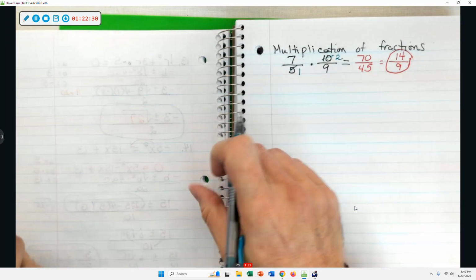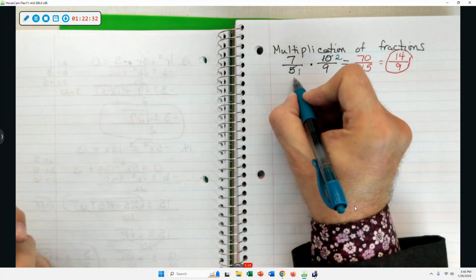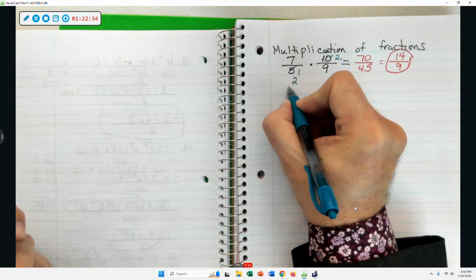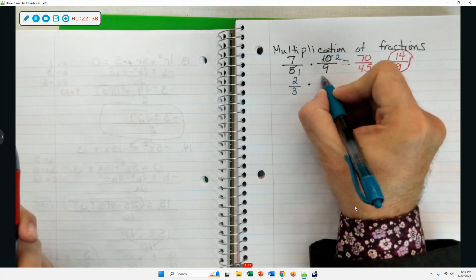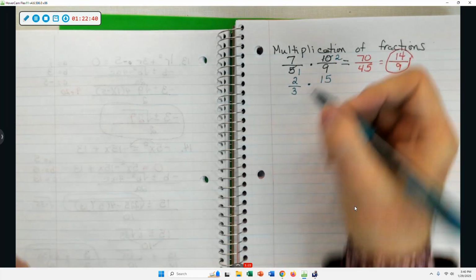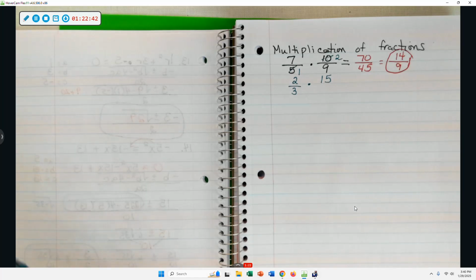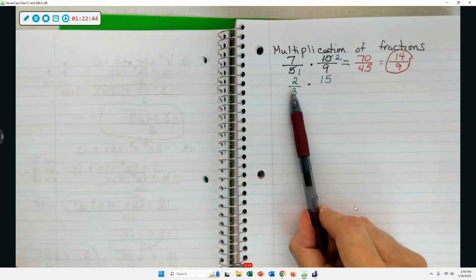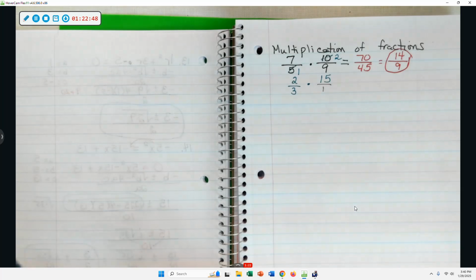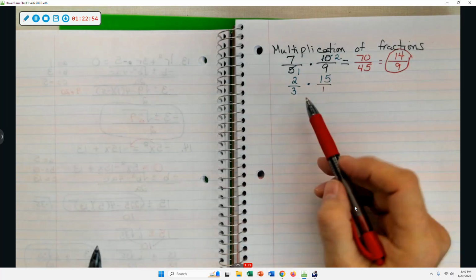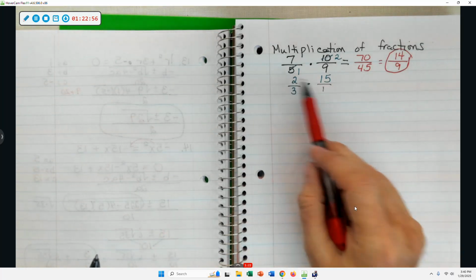Let's make sure, how about 2 over 3 times 15? How do we multiply a whole number or an integer and a fraction? Put it over 1? Yeah, you can think of that 15 as over 1. And I'm going to do the cross-canceling stuff here. Nothing there cross-cancels, the 2 and 1.